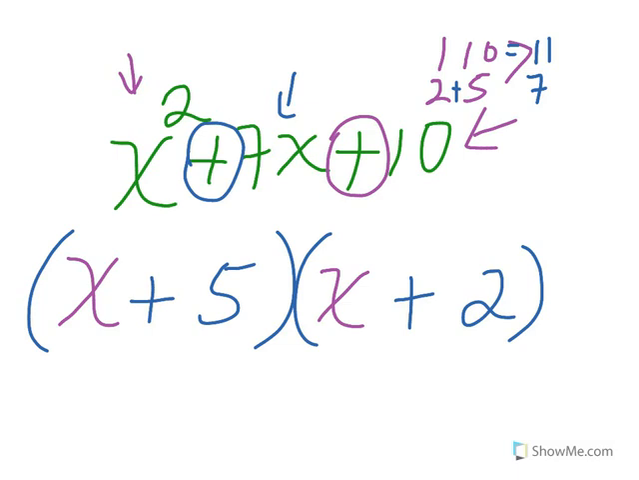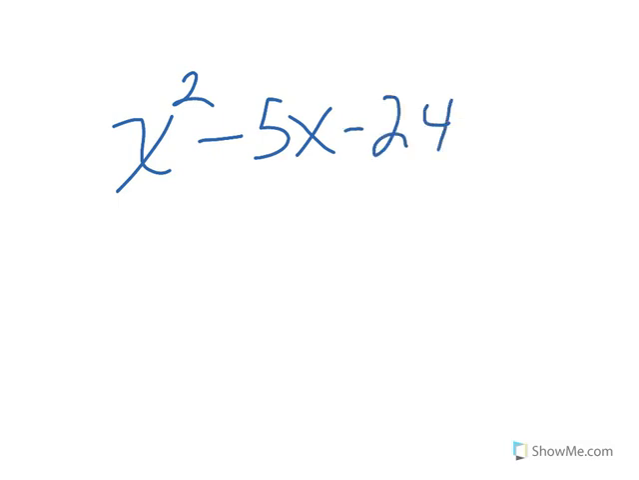So I'll do one where it's not this easy, and then I'll start doing ones with coefficients in front. A leading coefficient just means that there's a number here besides 1. So we'll have x squared minus 5x minus 24. So same thing I'm going to do.